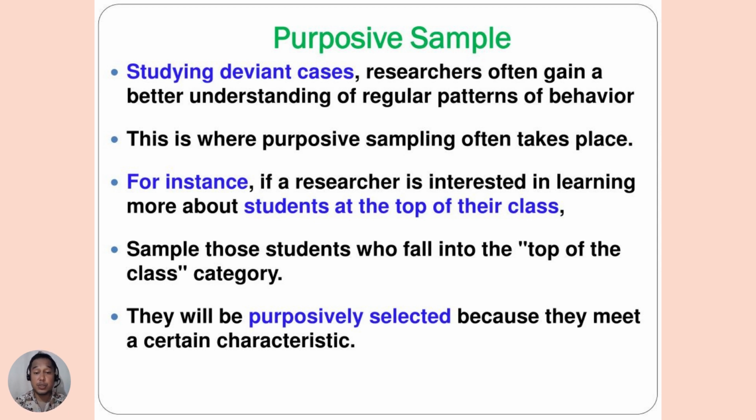The next one is purposive sampling. By studying deviant cases, researchers often gain a better understanding of regular patterns of behavior. This is where purposive sampling often takes place. So, for instance, if a researcher is interested in learning more about students at the top of their class, then for purposive sampling, you're going to choose only those students who are at the top of the class category. So that's why it's called purposive. You have a certain purpose. So you only want to include people who meet this particular criteria. So that is what we mean by purposive sampling.